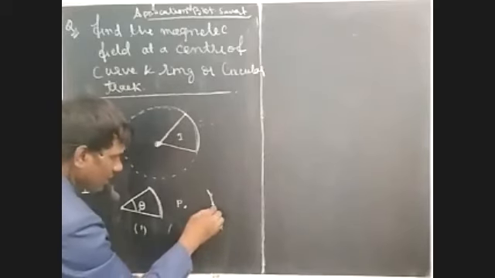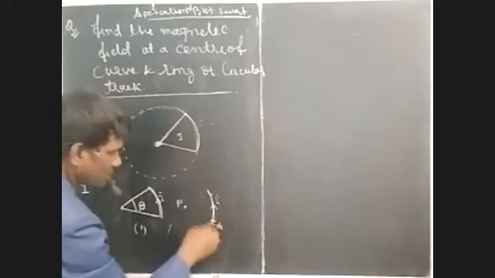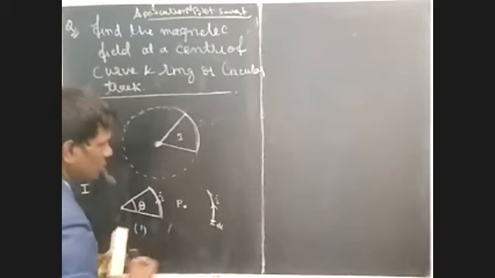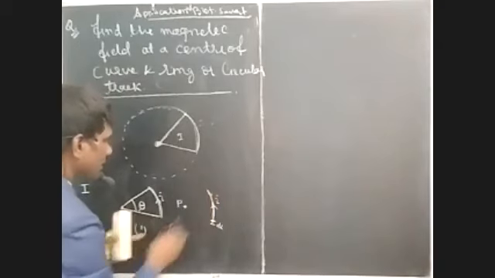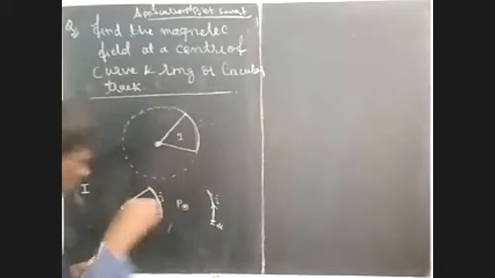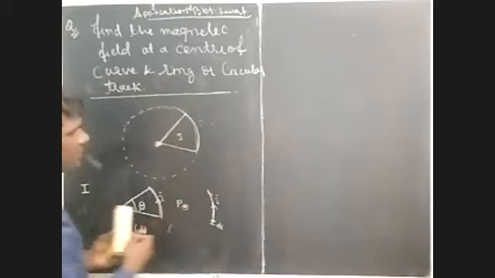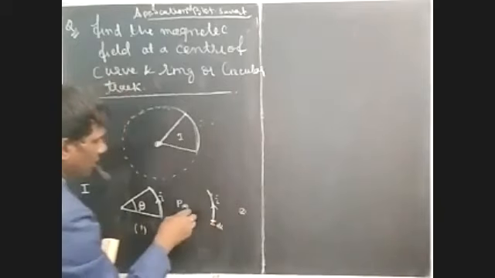Are you getting me? Current I is flowing through it. So we have to find here what? Magnetic field. If the current is like this, here the current is upward, out of the page, out of the blackboard, and on this side it is inward. Okay, so try to think what I want to tell you.